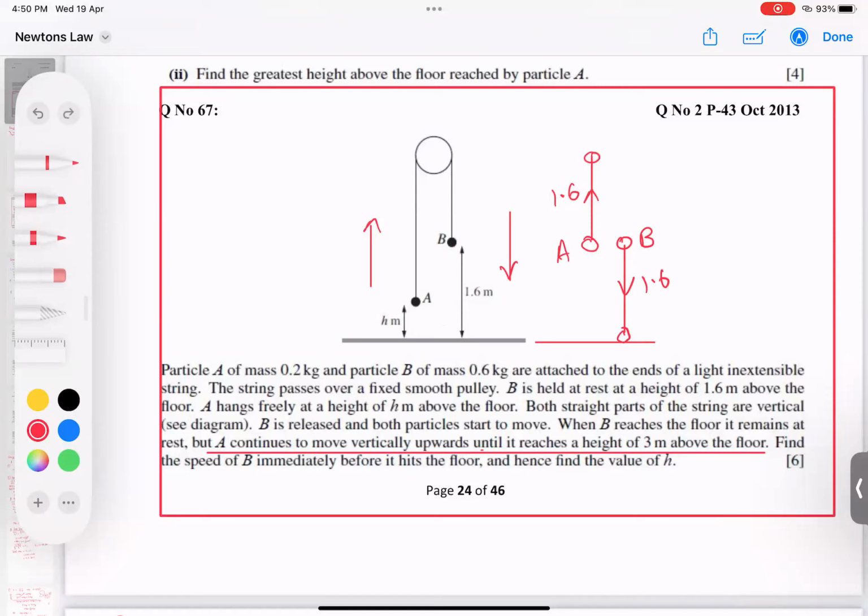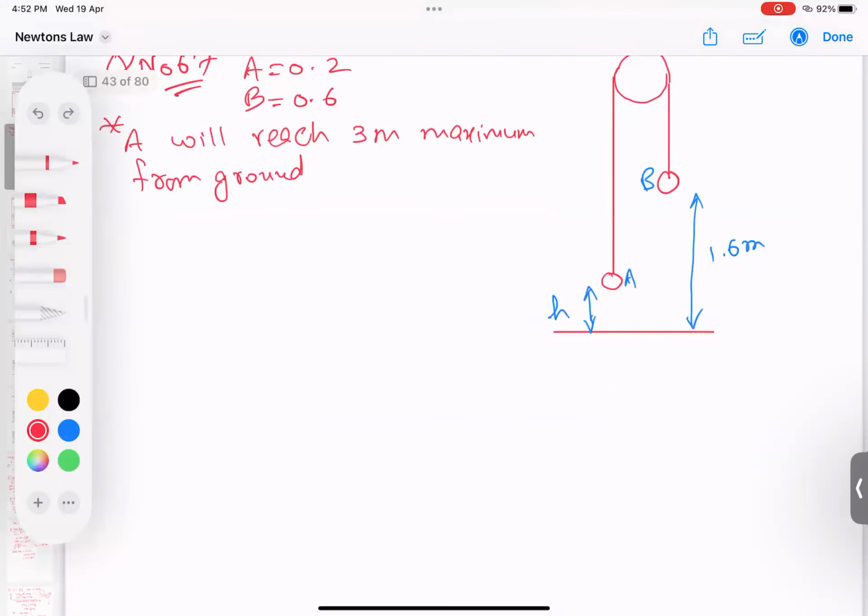How much is this, students? 1.6. How much is this 1.6? How much is this, I don't know. So let's say h. Can I say, students, this is 1.6 plus 1.6 plus h equal to 3? I think now you have a clear picture. So I use this diagram to get h. So free fall, and motion upward. I'm writing it now here.